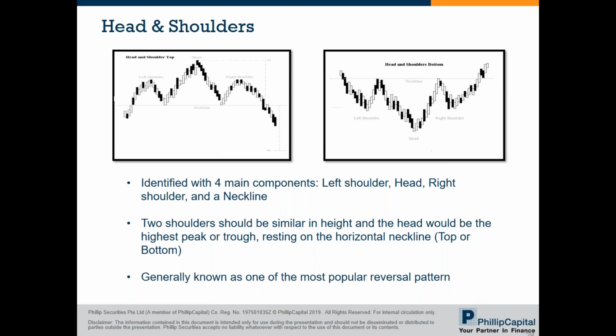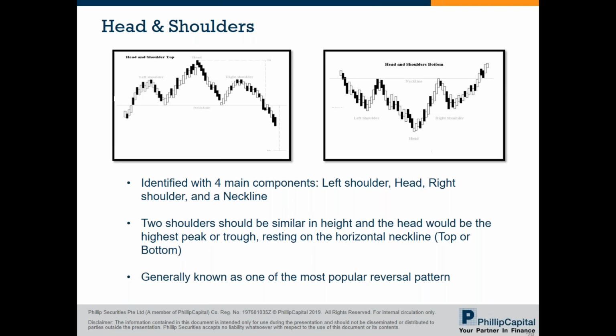So on the left hand side we have the top head and shoulders, and on the right hand side we have the bottom head and shoulders. So there are four components to this pattern. These are the prerequisites. It has to have a left shoulder, a head, a right shoulder, and a neckline, right?